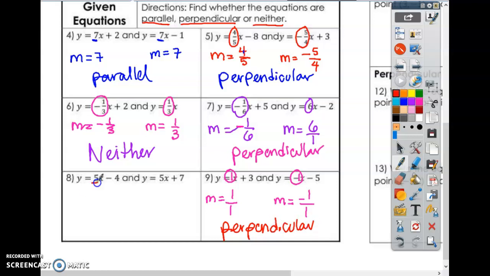And what are these two? Parallel because they have the same slope. Okay, let's do the page to the right.